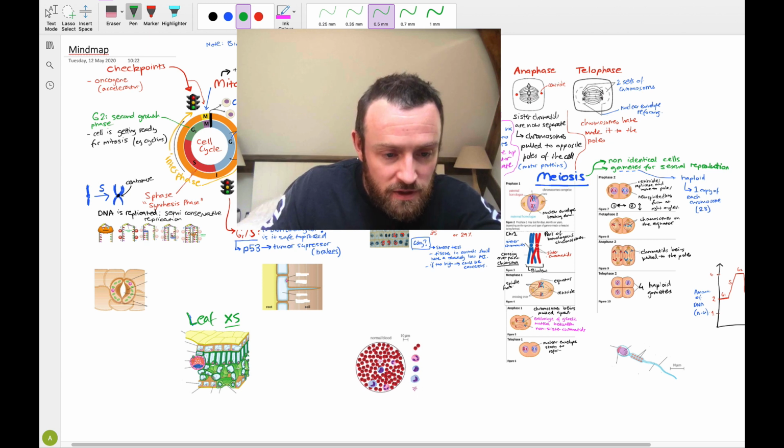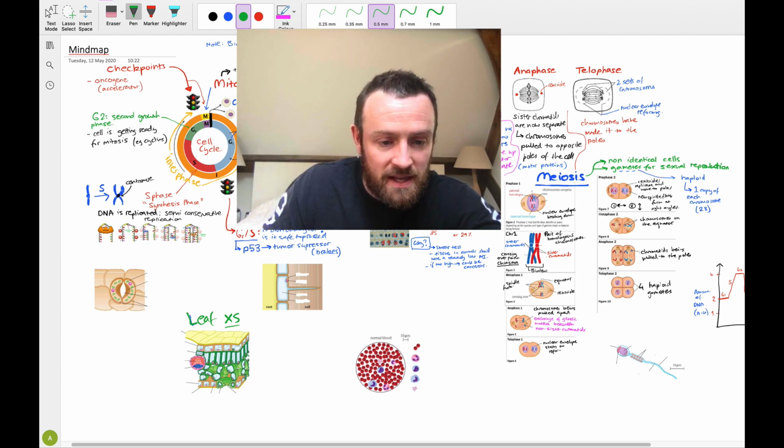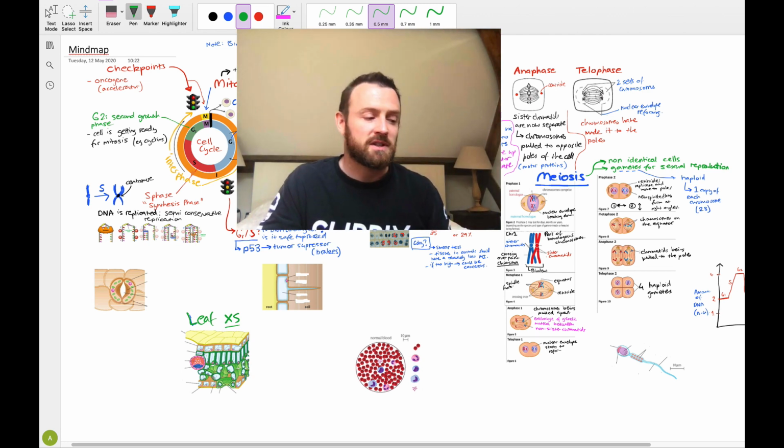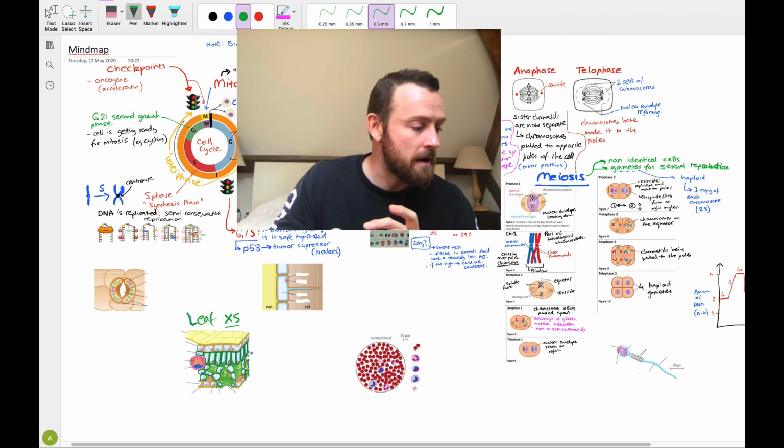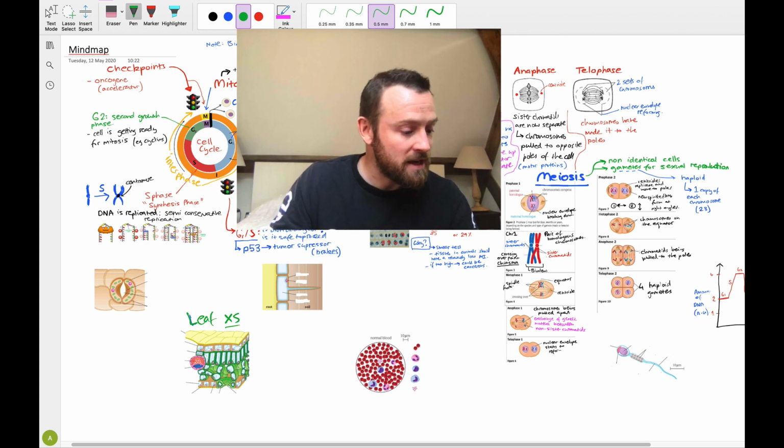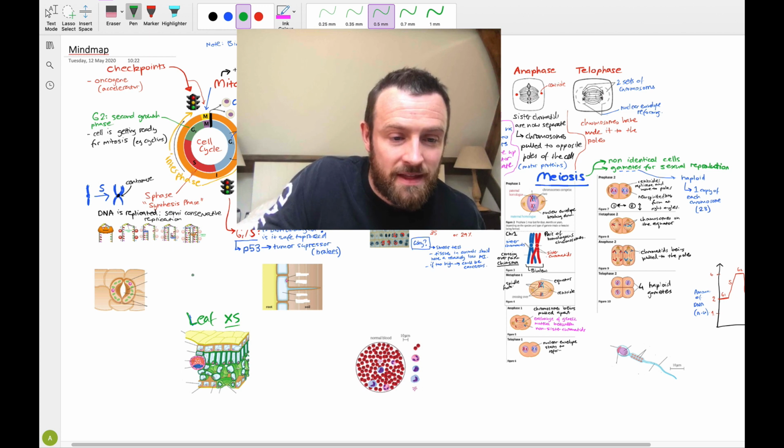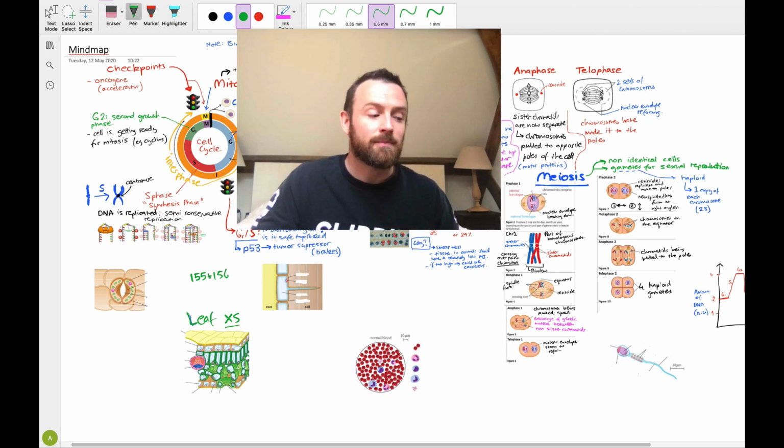Specifically, I want you to really focus on, in this one here, this layer here, which I'm just highlighting, because that is the palisade mesophyll cells, and they are the most adaptive for photosynthesis. You can find that information on pages 155 and 156 of your textbook. I'll just write that here for you, 155 plus 156. You don't need to write this on your mind map, but there's the information. That's where you need to get it.